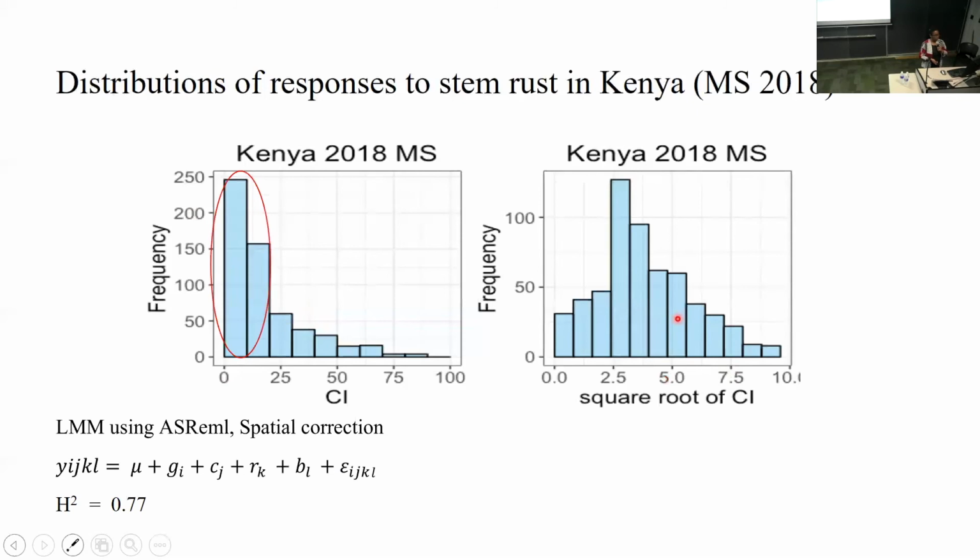Like the previous time, I fitted a linear mixed model using ASReml and did spatial correction. In this case, both the column and row effects have significant Wald tests, so I maintained them in the model and estimated a heritability of about 0.77, which is so good for field resistance.